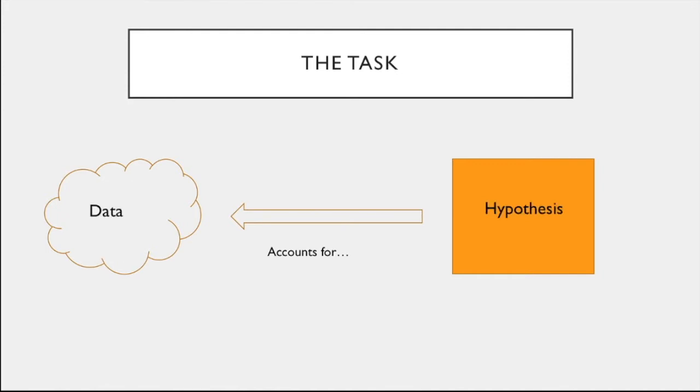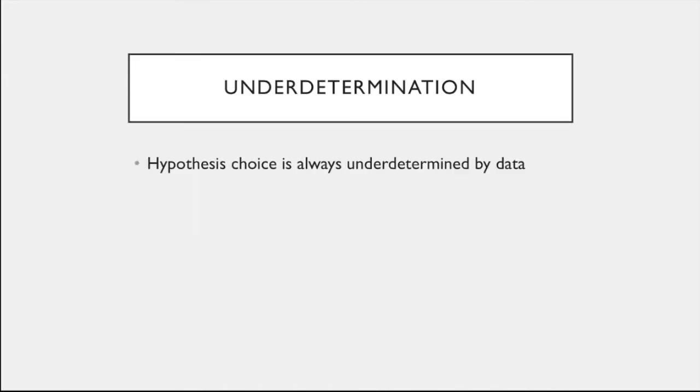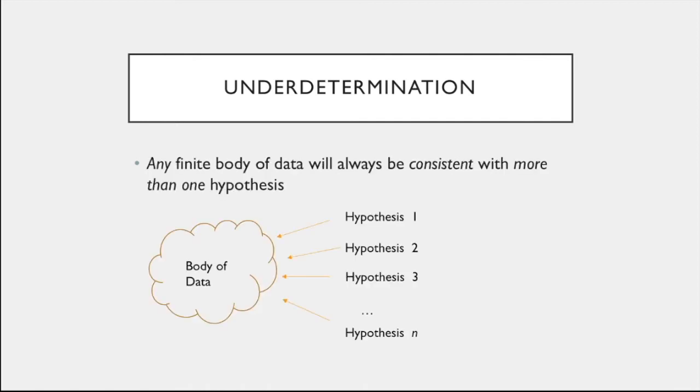In this sense, the child's situation is analogous to a scientist trying to formulate and choose hypotheses that will account for the observed data. Now, at this point, the child faces its first hurdle, namely that hypothesis choice is always underdetermined by data. What this means is that any finite body of data will always be consistent with more than one hypothesis, and in fact with an indefinite number of them.